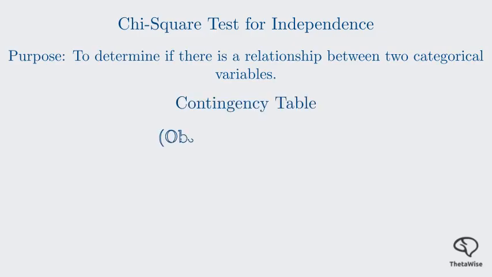This comparison is done using a contingency table, which displays the frequencies of each combination of categories. The test statistic, called the chi-square statistic, quantifies the difference between these observed and expected frequencies. A large chi-square value suggests a large difference, and therefore, a relationship. Let's walk through the steps of a chi-square test for independence. First, we state our hypotheses.